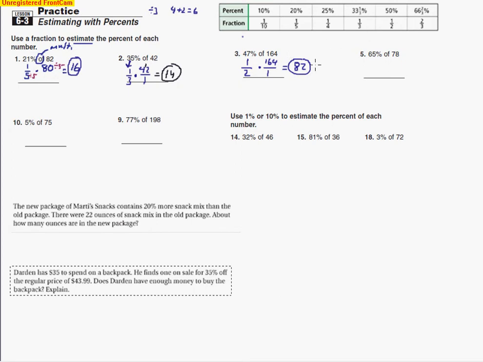Now, again, some of these answers might vary a little bit depending on how you ended up changing some of these numbers. But again, these are just estimates. These are numbers that are close to the answer.